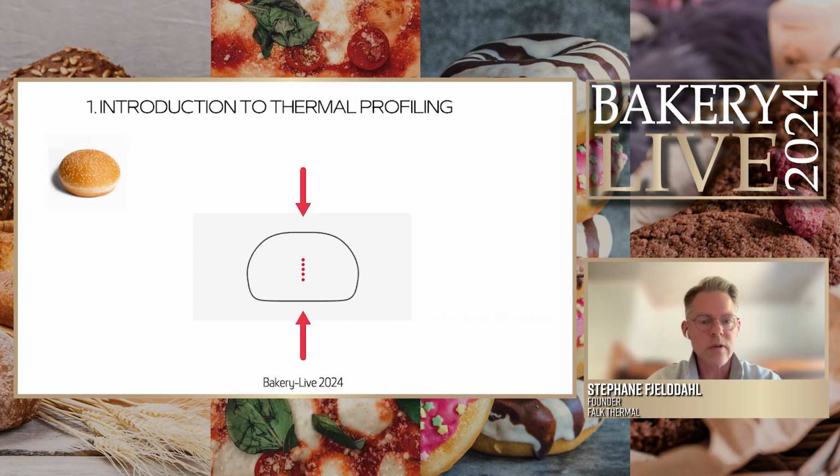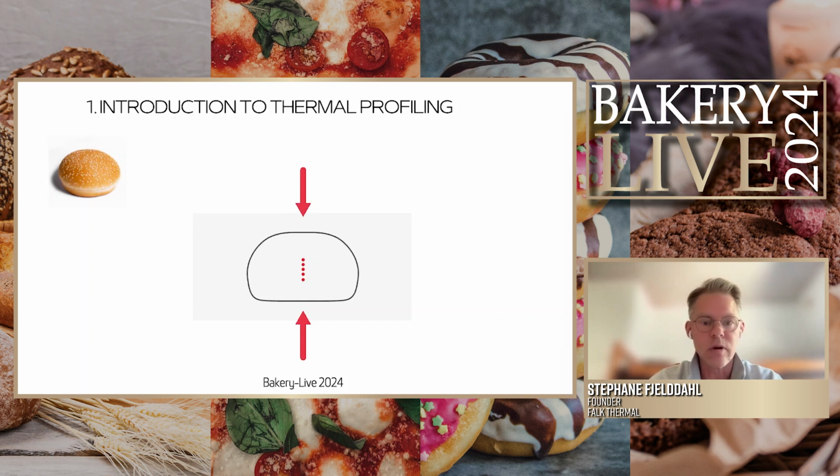One thing that I also wanted to mention is that if you want to monitor how your oven is behaving, then you need to put sensors in the oven. If you want to monitor how your product is behaving when it's going through the oven, then you need to put sensors inside the product itself. And this is what's going to happen throughout this presentation. I will always talk about thermal profiling with probes being inside the product.